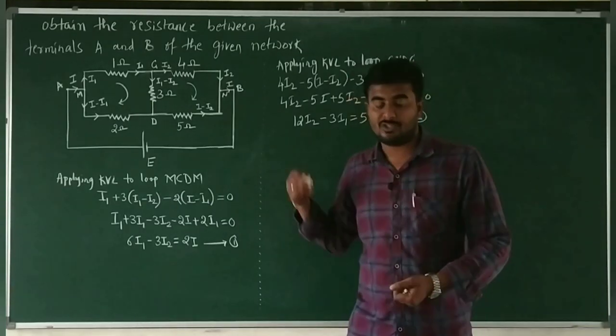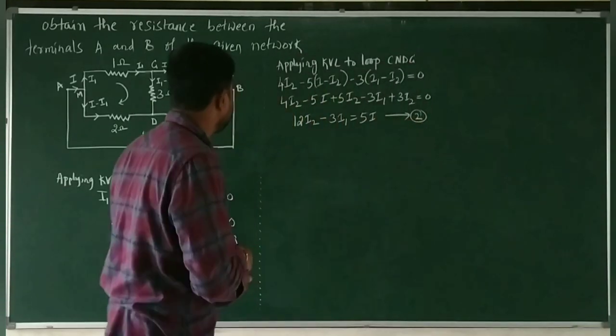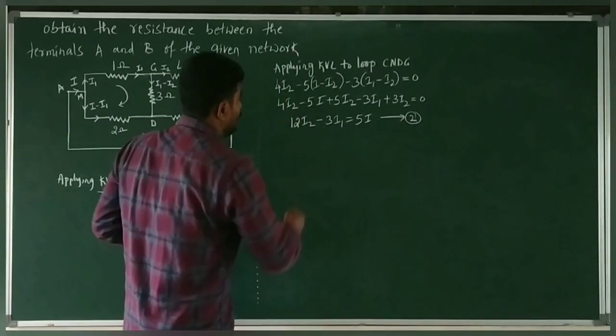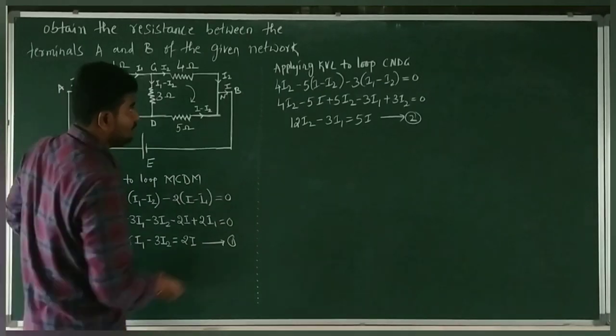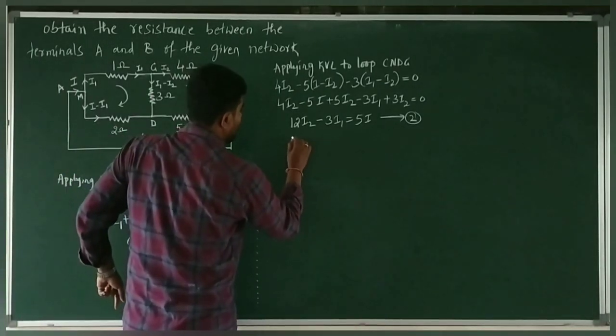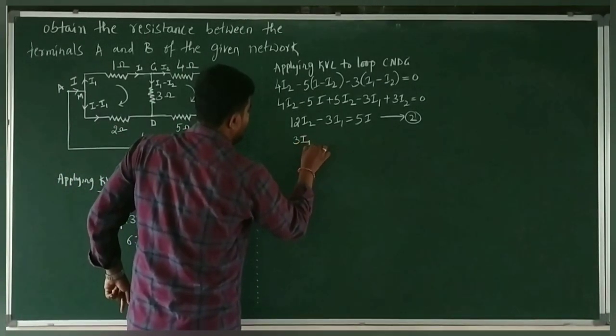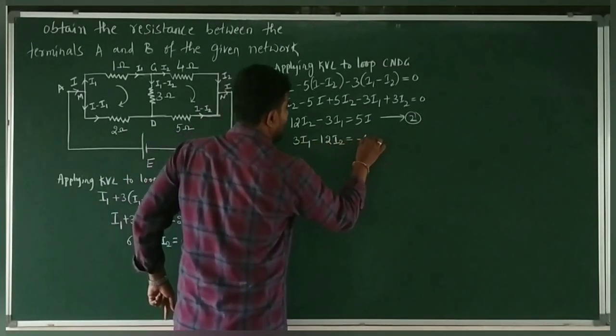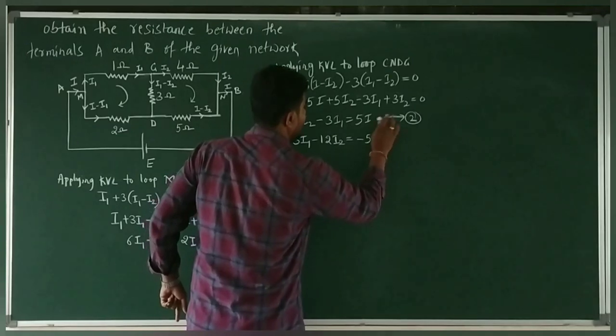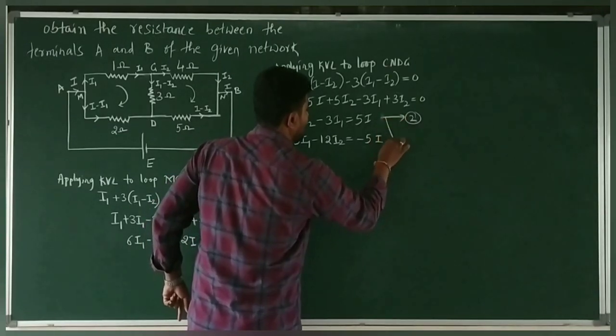Okay. So this is our second equation. Look at equations 2 and 1 carefully. We shall rewrite this equation this way also: 3I1 minus 12I2 is equal to minus 5I. This way also we can write. Let us say this is equation 2.